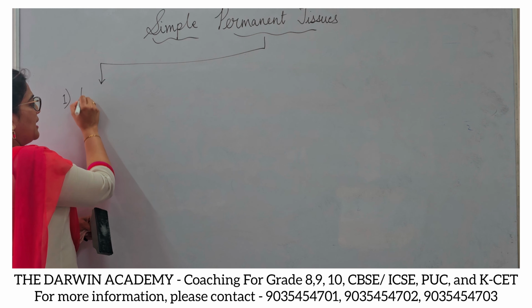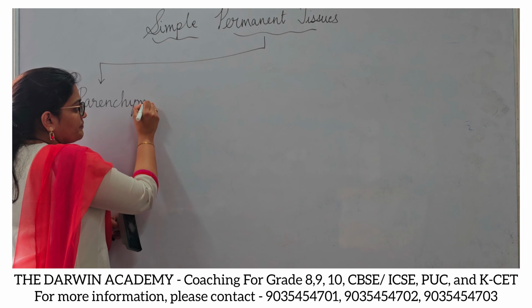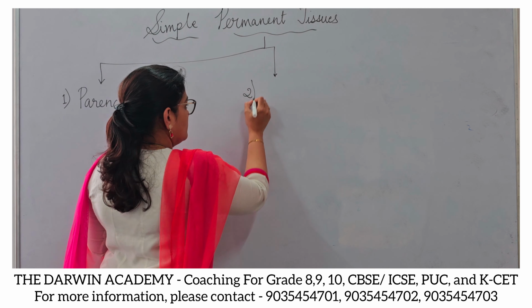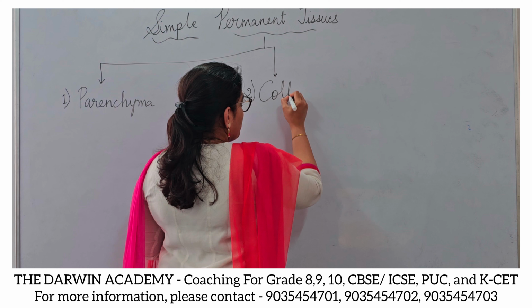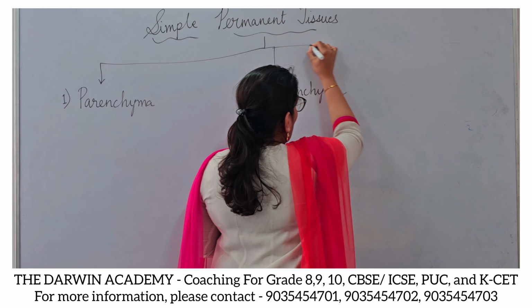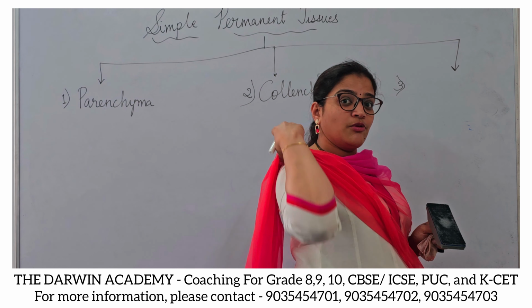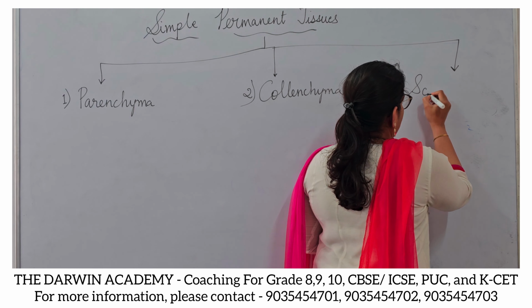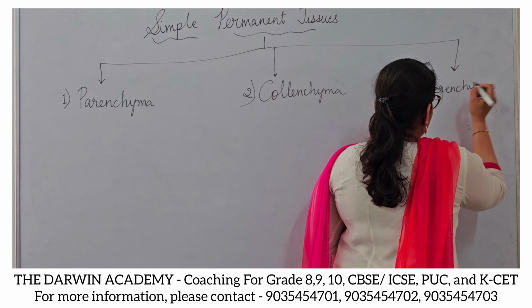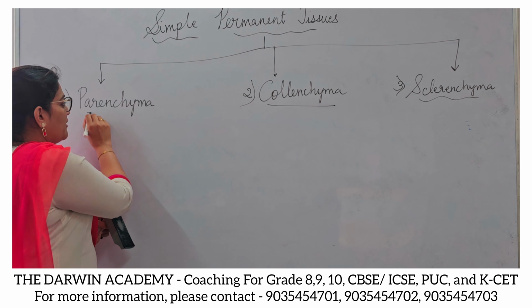The first one being parenchyma. The second one is collenchyma. And the third simple permanent tissue in plants will be sclerenchyma. Okay, clear? So let's look at them one by one.